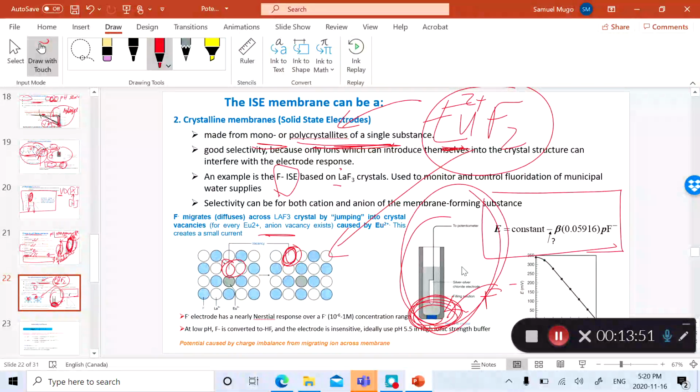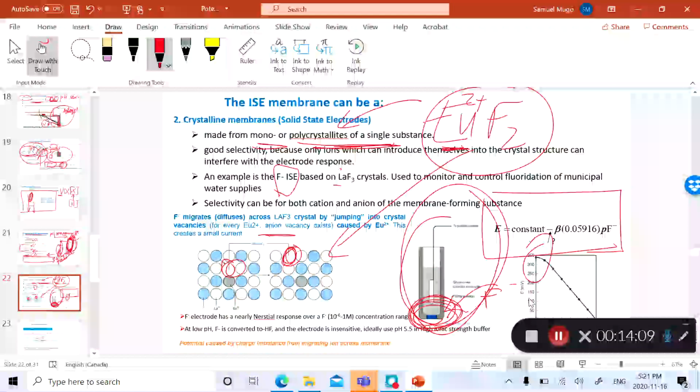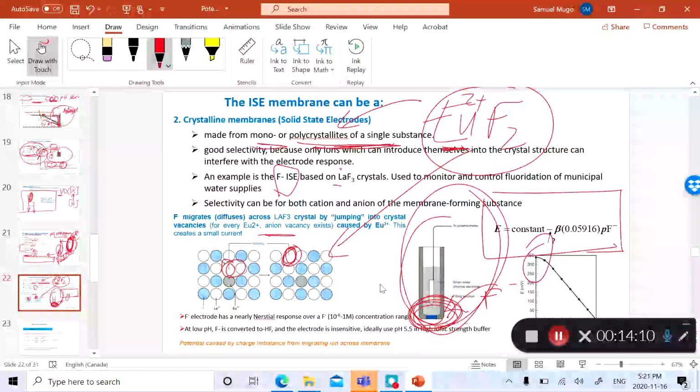But remember, you've got only so many cavities. So in very high concentration, you tend to saturate the cavities and the relationship ceases to be linear and so on. And so the dynamic range would equally be fairly limited because of that. This type of crystal, the fluoride ion selective electrode, is very, very selective to fluoride.